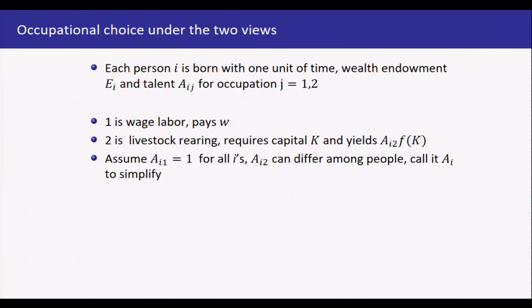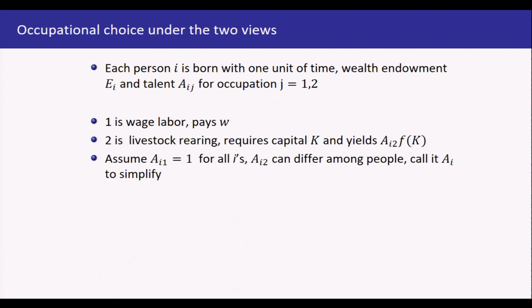In this theory, we have a person that's born with a unit of time, and a wealth endowment E, and some talent A_j. We assume that everybody is equally good at casual wage labor, although at some point I thought of my skills of cleaning the house, and I know that that's not true, but for simplicity, let's assume that that's the case.